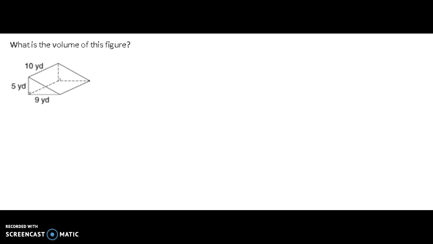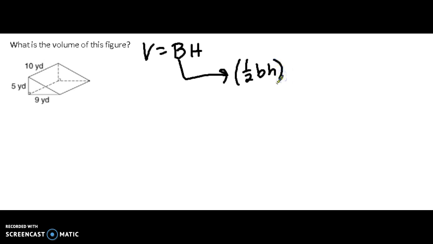What is the volume of this figure? So this is a triangular prism, which means volume is the area of the base times the height. To find the area of a triangle, you multiply base times height and divide by 2. So for this triangle, remember to find the base and the height of the triangle, they are the two sides that form the right angle in the triangle. So 9 times 5 is 45. And half of 45 is 22.5. So 22.5 is the area of the base.